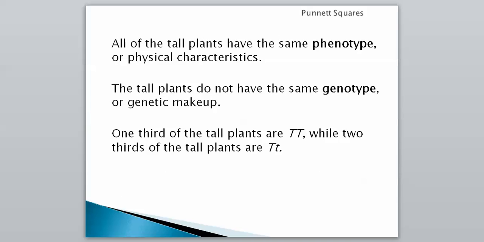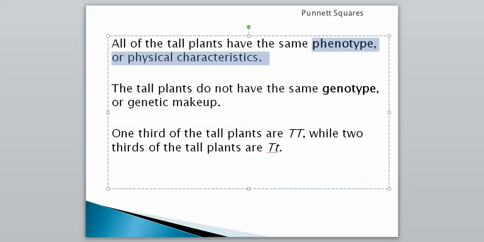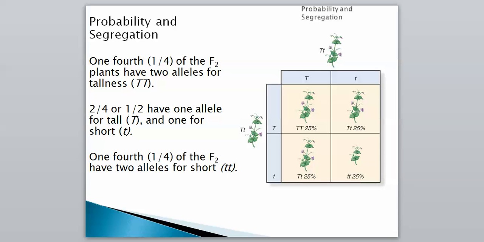And then some more definitions. All of the tall plants have the same phenotype, going back to our example. Phenotype means physical characteristics, and that's easy to remember because both words begin with ph: phenotype, physical characteristics. However, our tall plants do not have the same genotype, being genetic makeup. If we look at our example again, we have big T, big T, and then big T, little t. They're both tall, so they have the same physical characteristics, the same phenotype, but they do not have the same genotype because one has a little t.